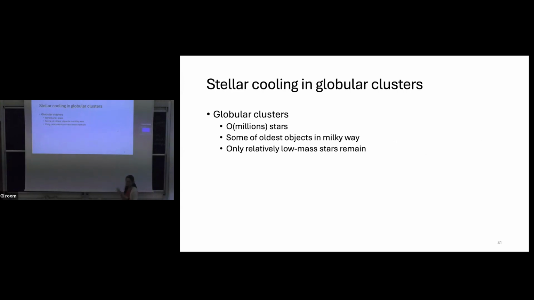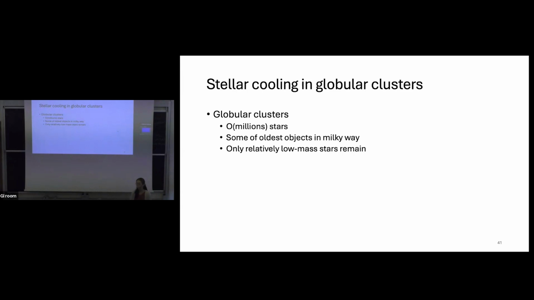So like I said, there's lots of different examples of people using stellar cooling to put limits on axions. But one of the most powerful and long-standing of these kinds of searches is looking for stellar cooling in globular clusters. Okay, so what are globular clusters? These are some of the oldest objects in the universe. They're clusters of a few million stars.